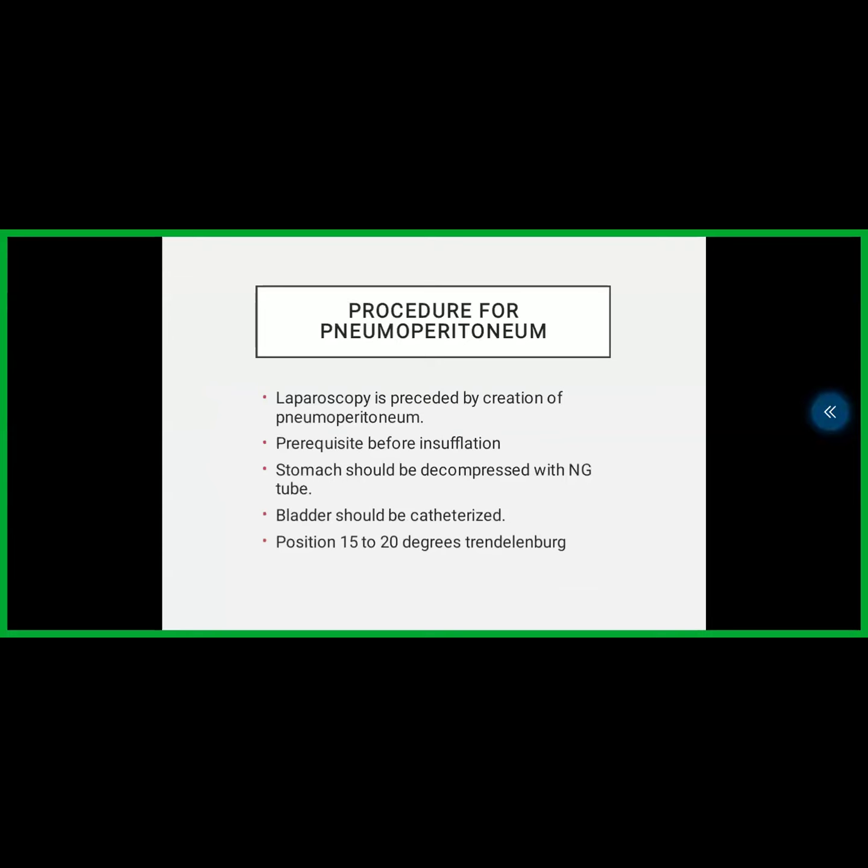So laparoscopy can be preceded by creation of pneumoperitoneum. The essence of creating this pneumoperitoneum is that it's a medium by which the organs can be visualized by the surgeon. So for this laparoscopic surgery, before insufflation, you need to be sure that you're in the peritoneal cavity before you can insufflate the gas.